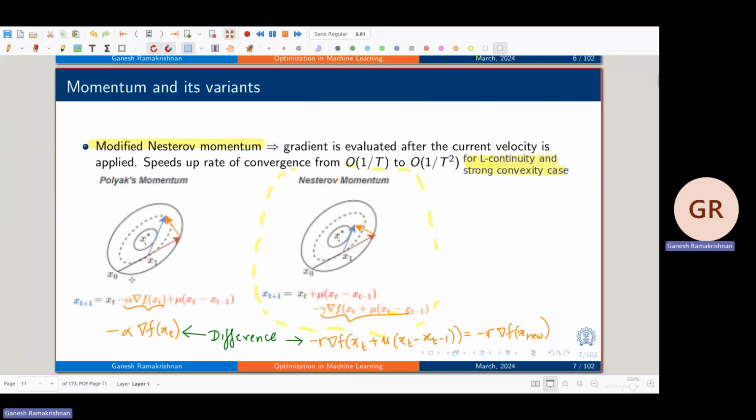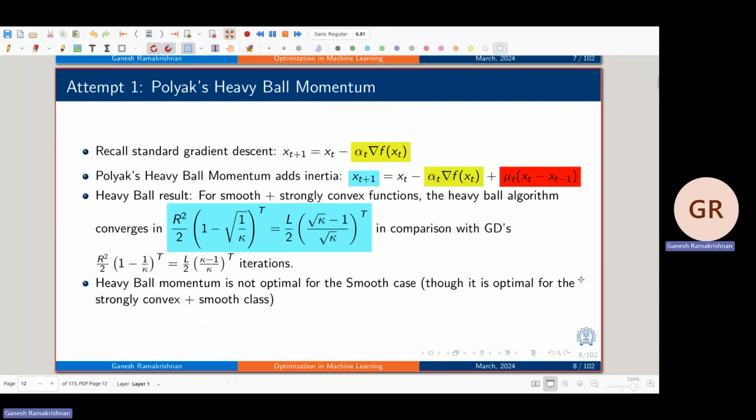Just to contrast these two again: Polyak says you compute the gradient before the update, at xt, you compute the gradient. And Nesterov says you compute the gradient after the update. Let's understand each of them a little carefully. Polyak's heavy ball momentum lets you compute the current step gradient and then add momentum. The one in red is the momentum.